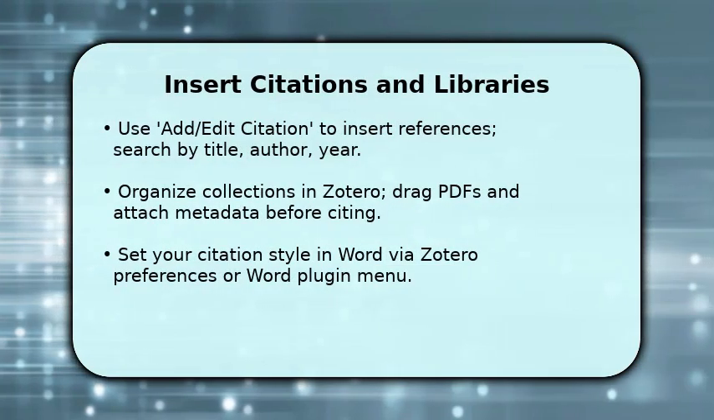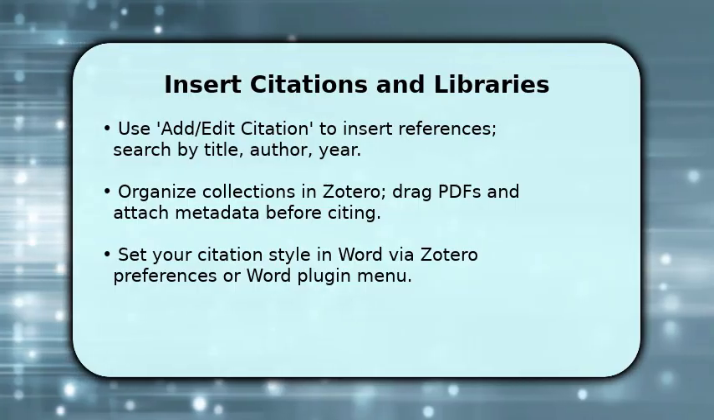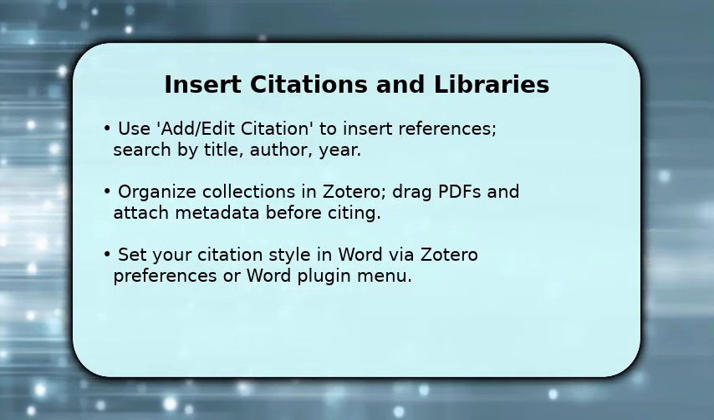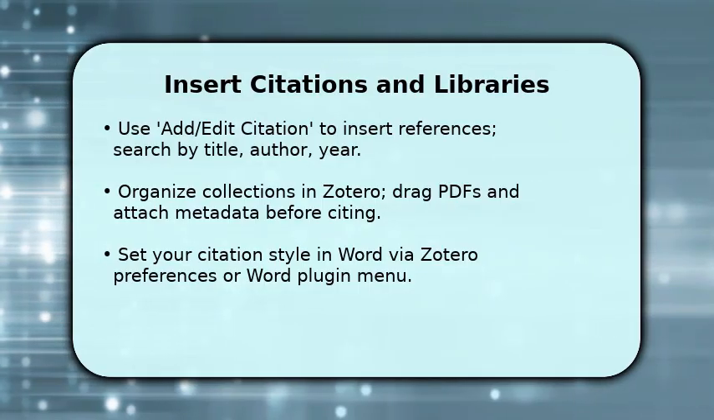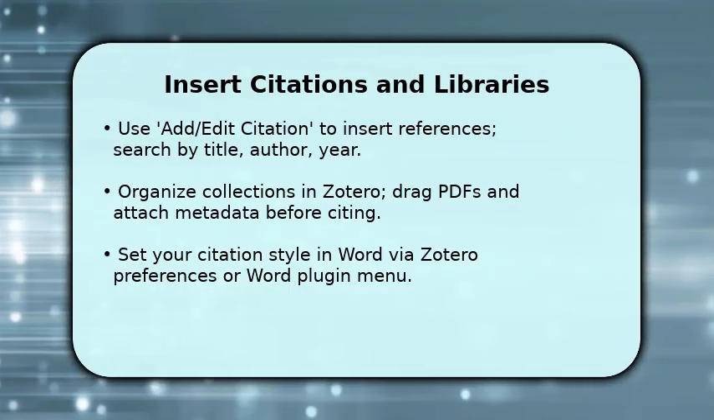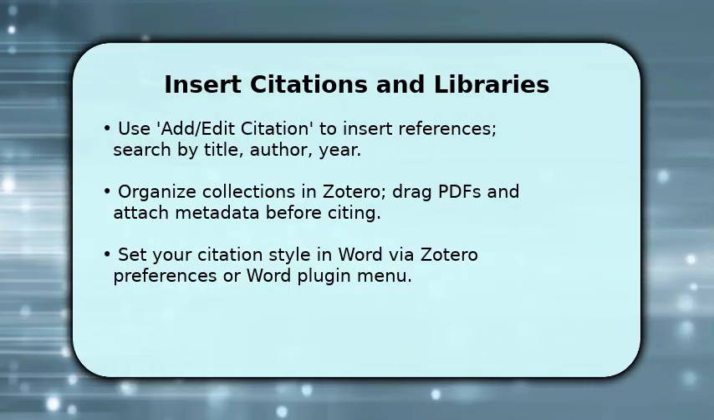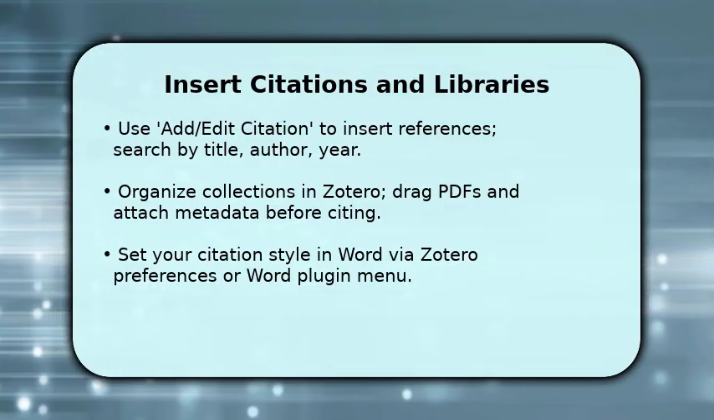Next, place citations. In Word's Zotero tab, click Add/Edit Citation, then type a keyword to find the item. Zotero searches title, author, year. Make sure your Zotero library is organized. Collections, accurate metadata, and attached PDFs reduce citation errors.